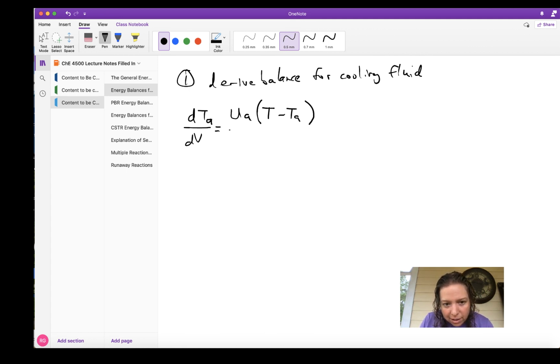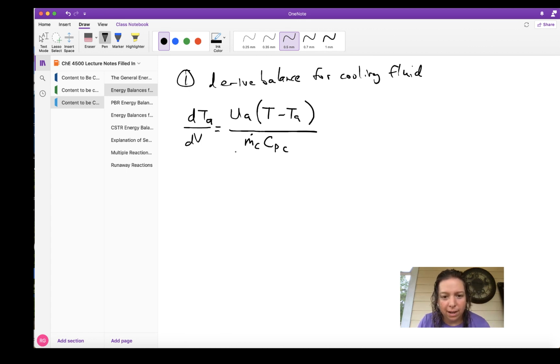So just like in the prior case, we're going to divide this by a sensible heat term. One of the nice things about this cooling fluid is that it's going to have a significant heat capacity, so it's going to be able to absorb a lot of heat. We're going to write this as an MC, C for cooling fluid, CPC.